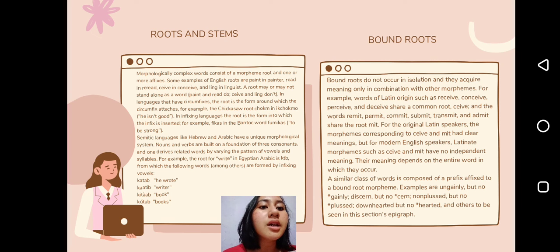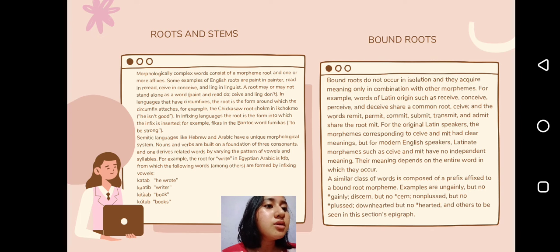Semitic languages like Hebrew and Arabic have unique morphological systems. For example, the root for write in Egyptian Arabic is ktb, from which the following words, among others, are formed by infixing vowels: katab, he wrote; katib, writer; kitaab, book; kutub, books.